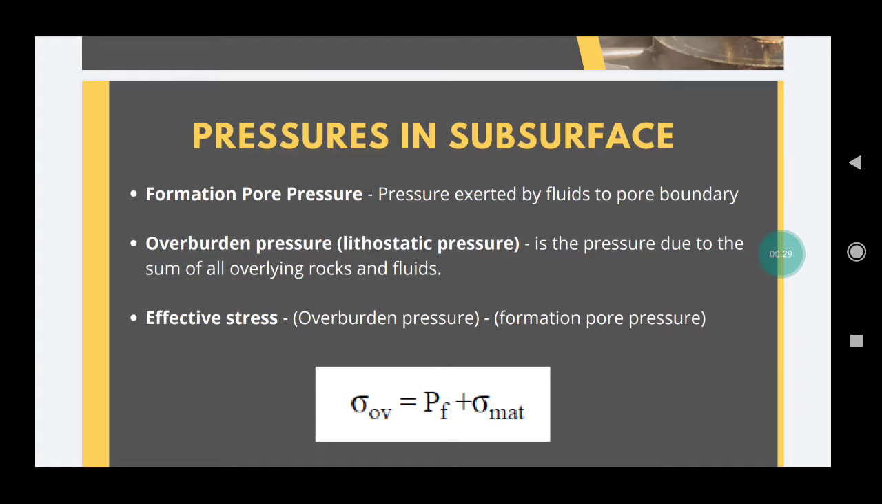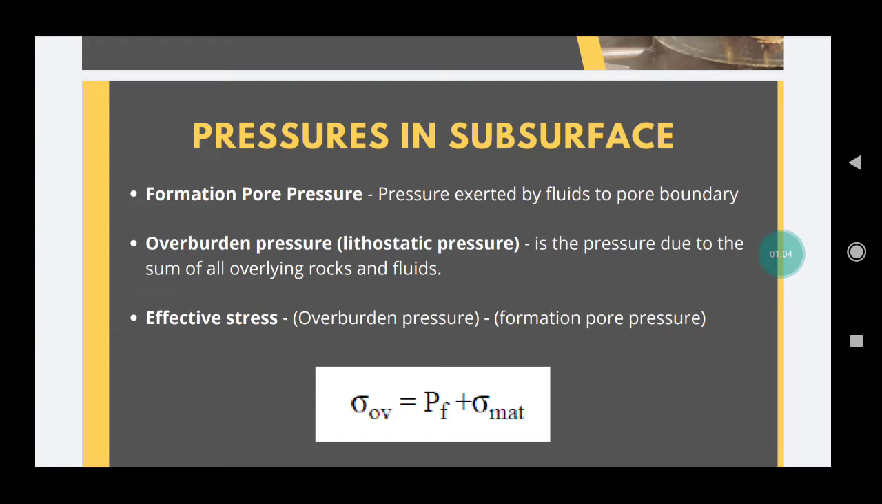Formation pore pressure and formation pressure are generally used interchangeably. Both basically mean the same thing. Why is this known as formation pore pressure? Because it is the pressure exerted by the fluids inside the pores of the formations. So there's some formation inside the earth, and in those formations there are pores present. In those pores there is some kind of fluid, and that fluid is exerting some pressure on the boundary walls of the pores. That is why it is known as formation pore pressure.